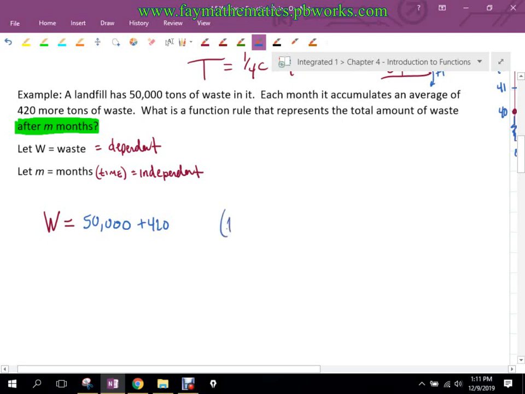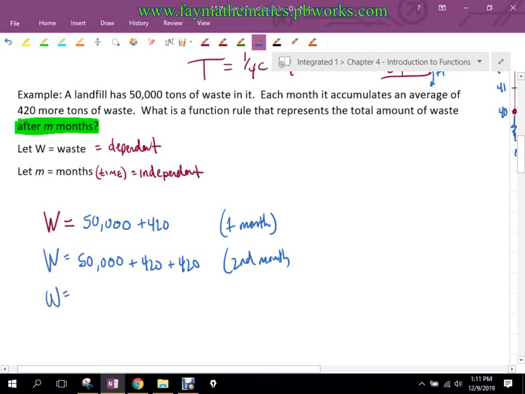So this would be after 1 month. W would equal 50,000 plus 420. That's 1 month, right? What would it be if I add another month? So in the second month, we would be adding not only what we added the first month, but another 420 for the second month. Does that make sense? We okay with that idea?